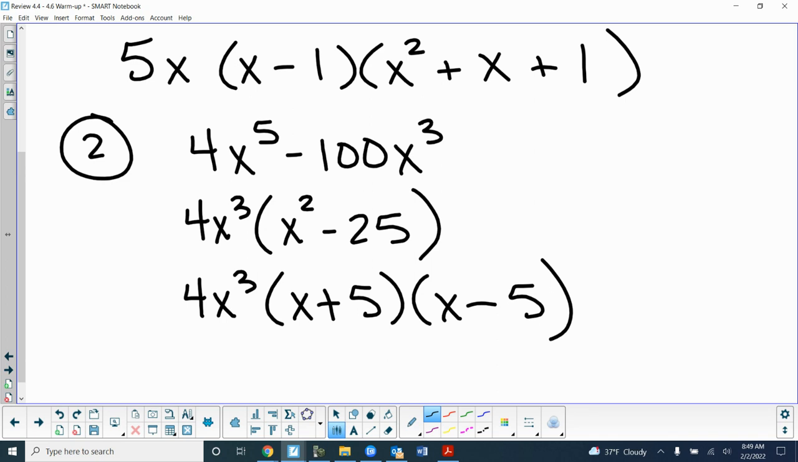Factor completely tomorrow. They'll be similar.